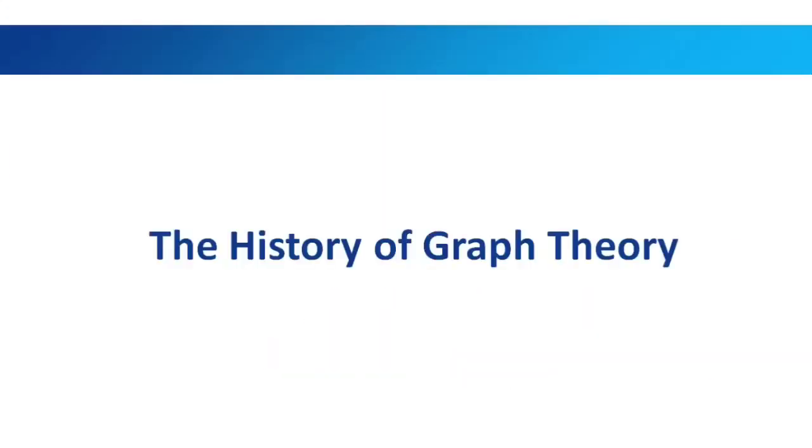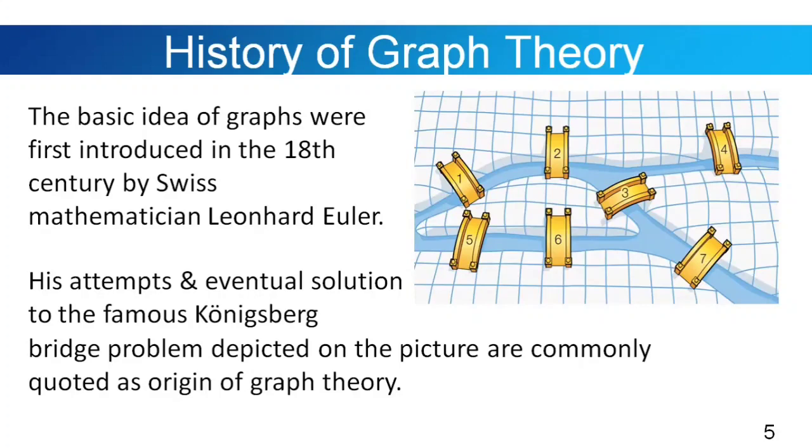The history of graph theory. We're going to know the origin of graph theory. The basic idea of graphs was first introduced in the 18th century by Swiss mathematician Leonhard Euler. His attempts and eventual solution to the famous Königsberg Bridge problem depicted on the picture are commonly quoted as the origin of graph theory.